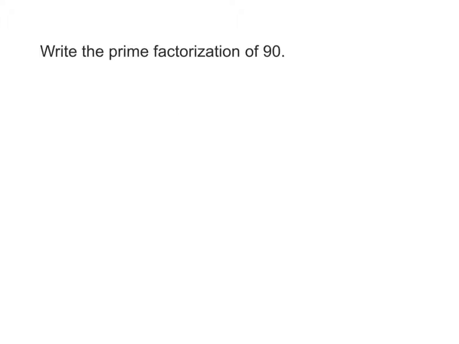And here's something a little different. This says, write the prime factorization of 90. And what that means is take 90 and break it down into factors, numbers that multiply together to give you 90, that are all prime numbers. So here's how we're going to do that.